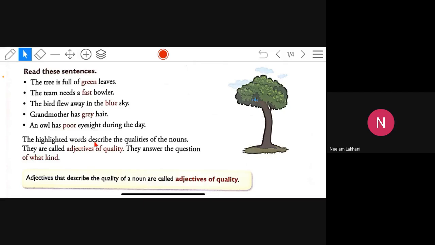The highlighted words describe the qualities of the nouns. They are called adjectives of quality. They answer the question of what kind. Adjectives of quality describe the quality of a noun, a person, place, or thing. The keyword is what kind. You have to remember this keyword, what kind.